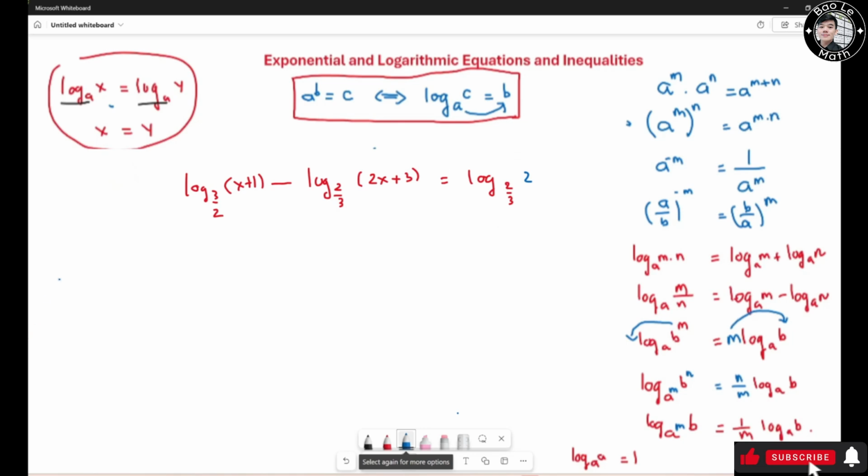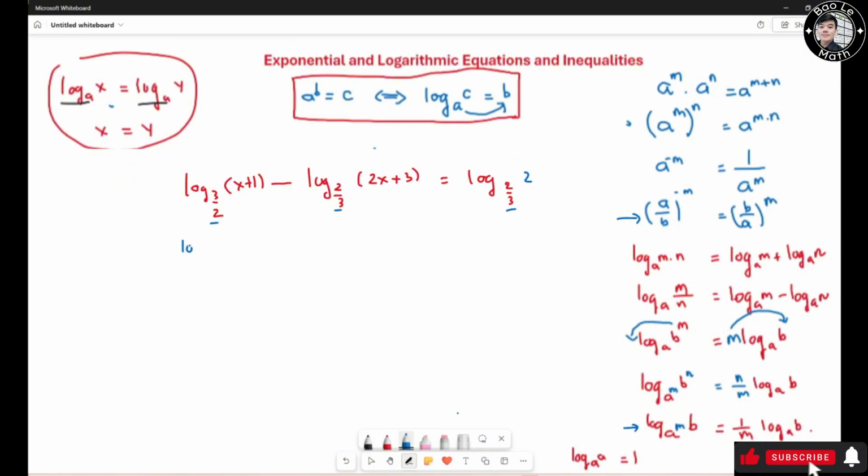For example, we need to solve log base 3/2 of x plus 1 minus log base 2/3 of 2x plus 3 equals log base 2/3 of 2. Now I look at this one, I see the bases right here, 3/2, 2/3 and 2/3. Now I need to make them all the same base, so I need to apply the formula right here and the formula right here. Alright, so what should I do?